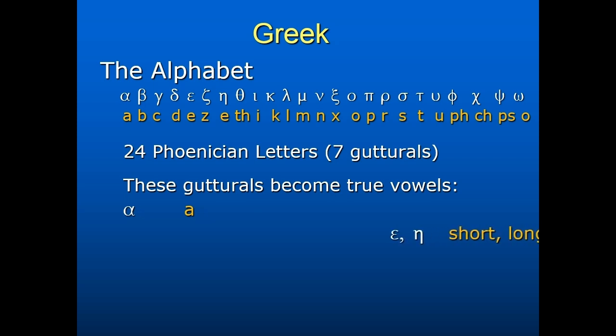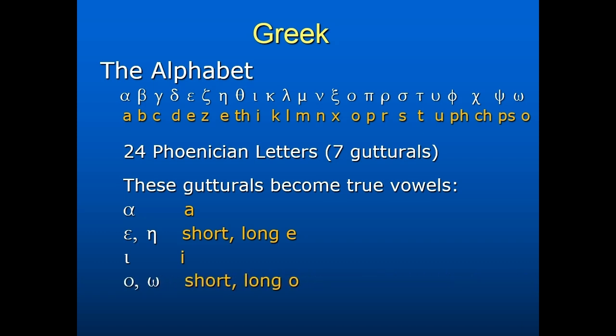So what had been an aleph became alpha, our broad A. Epsilon and eta became the short and long E sounds. Iota became an I. Omicron and omega, the short and long O sounds. And ypsilon, either the U or Y sound. Our Latin alphabet follows the pattern as well.